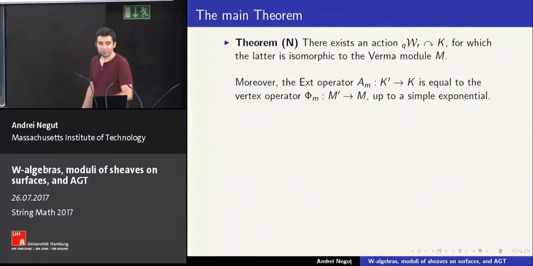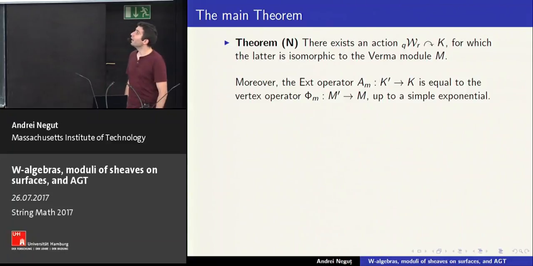All right, so halfway through my talk, here's the main theorem. In the q-deformed case, as well as in the homological case we saw on the first slide, there exists an action of the q-deformed W-algebra on the K-theory of the moduli space of instantons, and as expected, the K-theory of the moduli space of instantons is isomorphic to the Verma module.